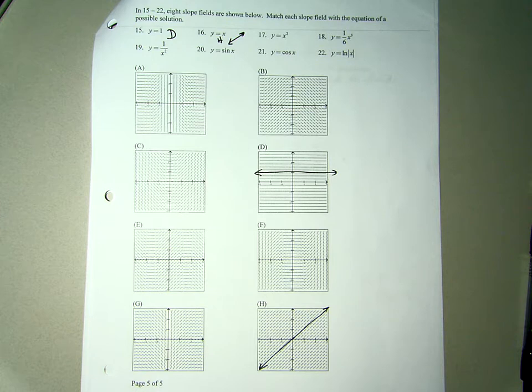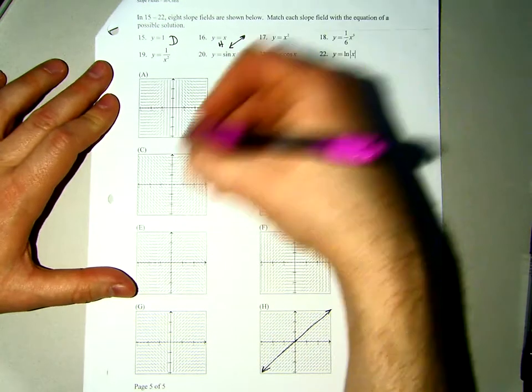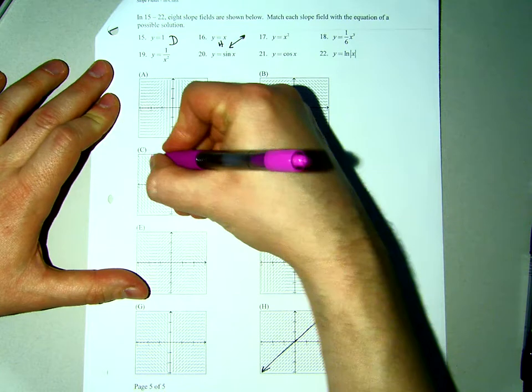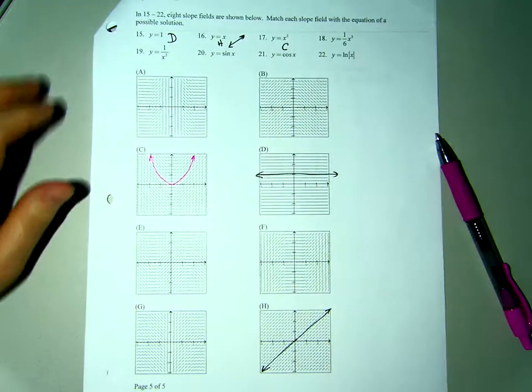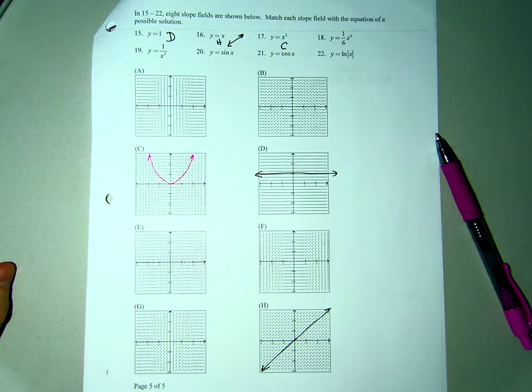All right, 17. Sophie, what did you say for 17? So we're basically saying, where can we fit a parabola? Sure, I can fit a normal-looking parabola in letter C. 17 is going to be C. I think you should know what x cubed looks like. Forget about the 1/6. That really doesn't affect things.